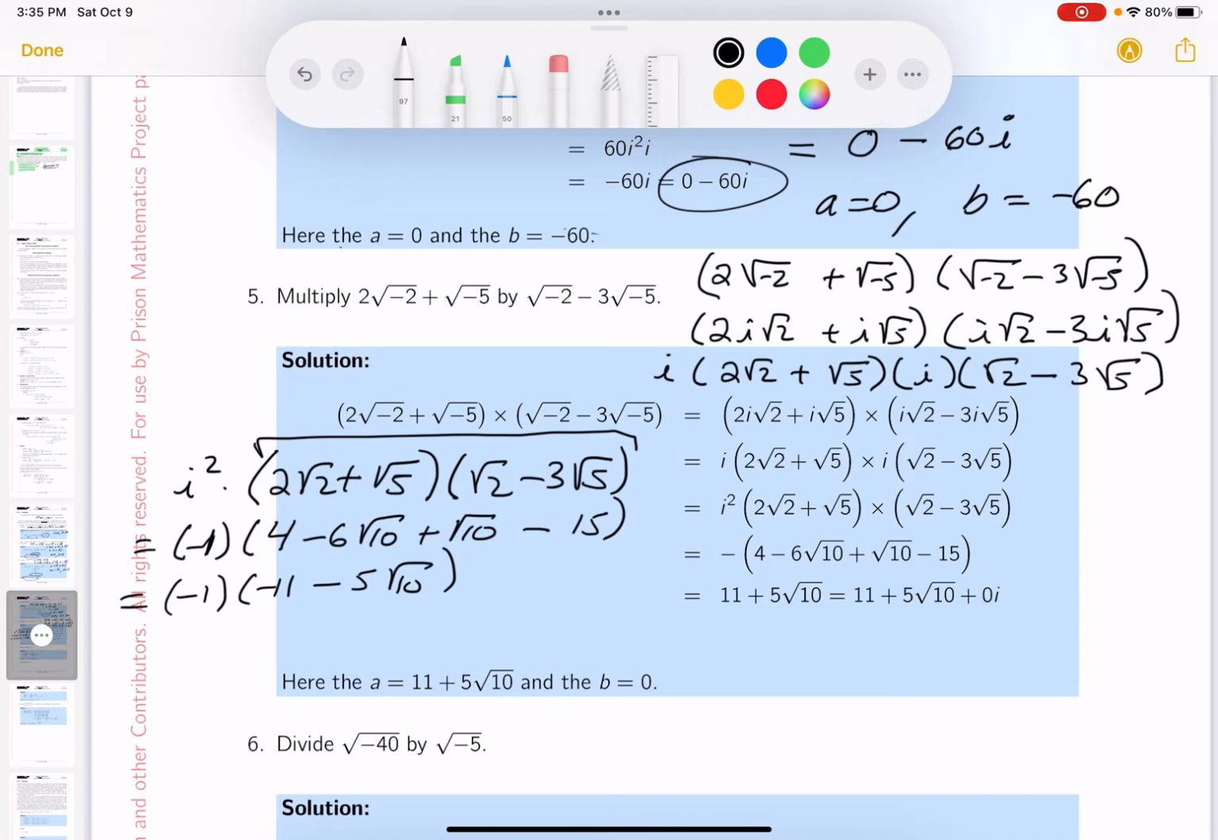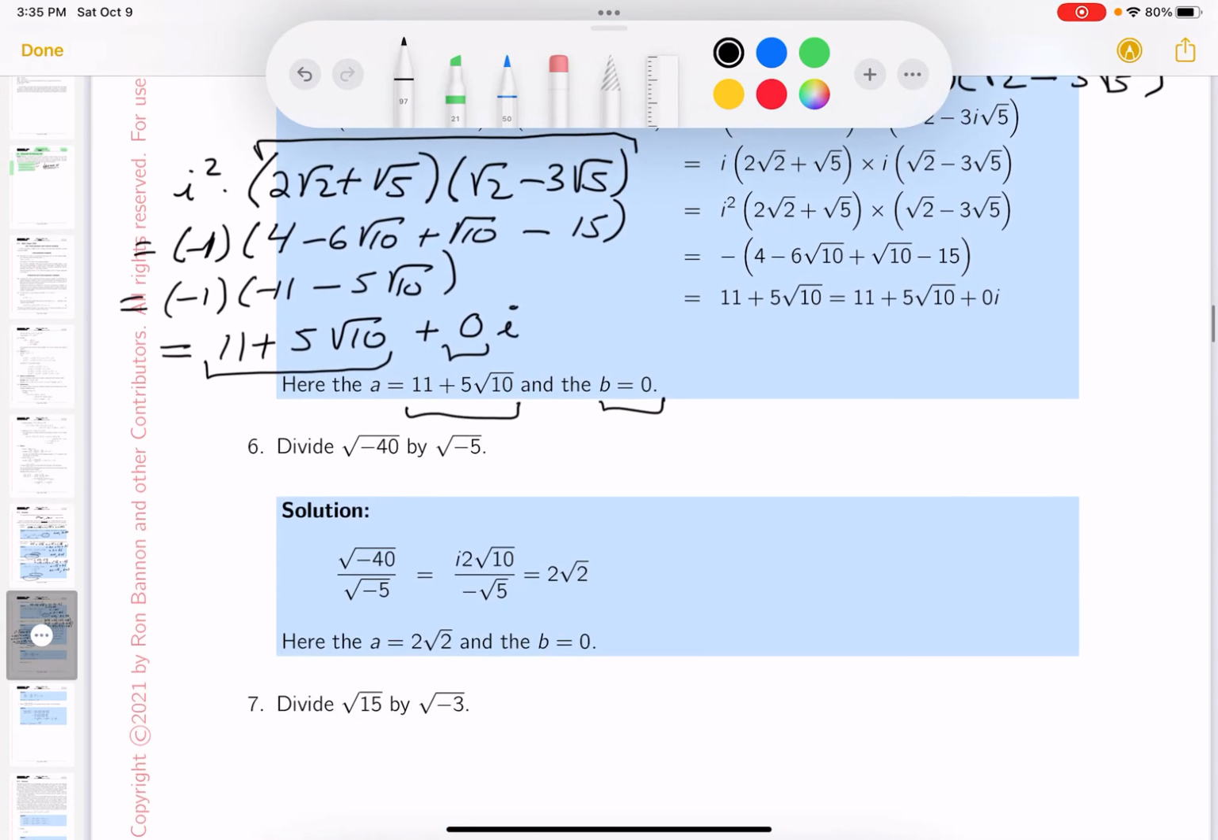What am I going to do? I'm going to multiply across by minus 1. What do you get? 11 plus 5 root 10. All right? Someone says there's no i in the problem. Well, let's put it down. There are no i's. So what's the a? This would be the a. And what's the b? 0. This is the a, and that's the b. All right, let's keep going.